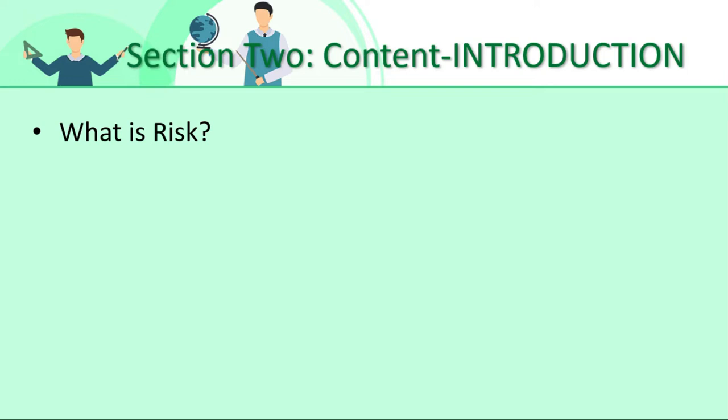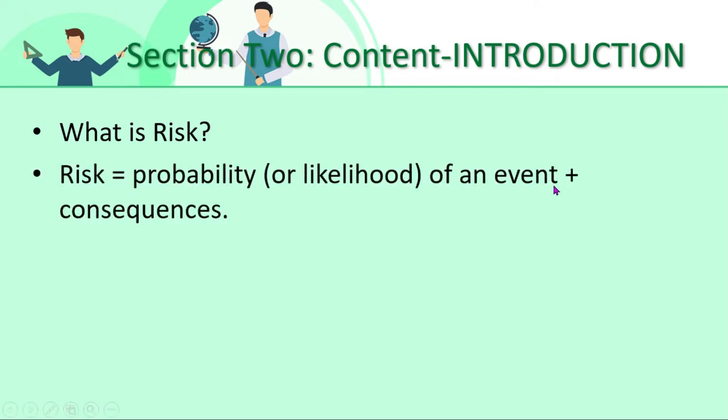So basically friends, risk can be defined as the combination of probability of a particular event. Probability means any likelihood, okay? So the probability of an event, and because of that event, if there are any consequences, that is what we call a risk. So risk is the probability or likelihood of a particular event and its consequences.